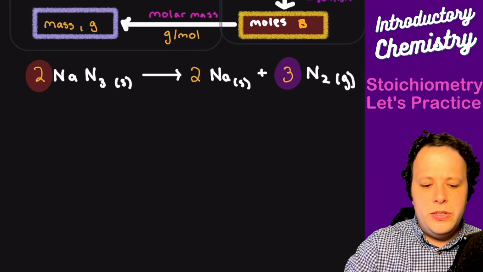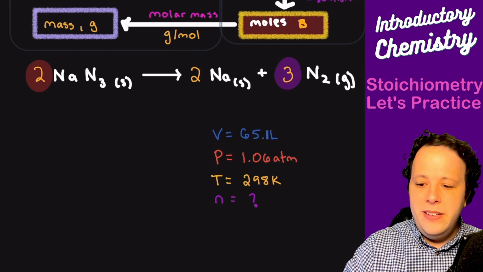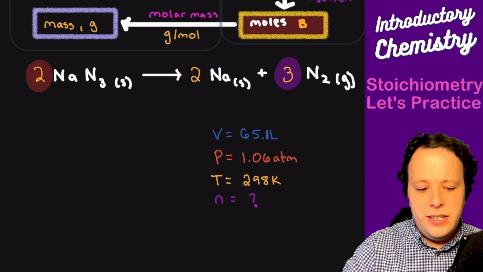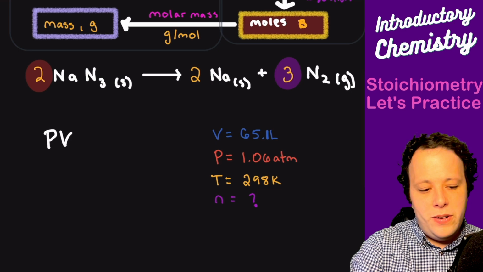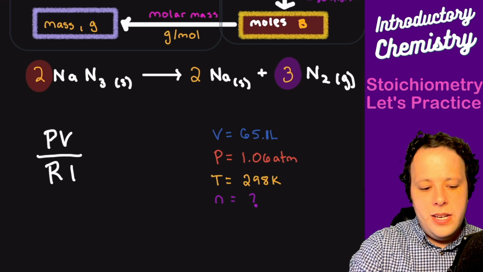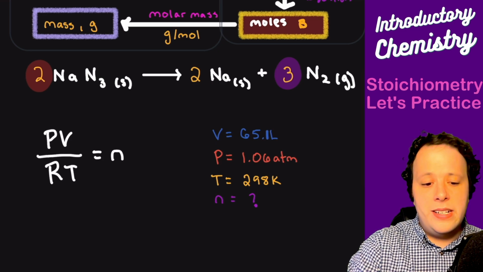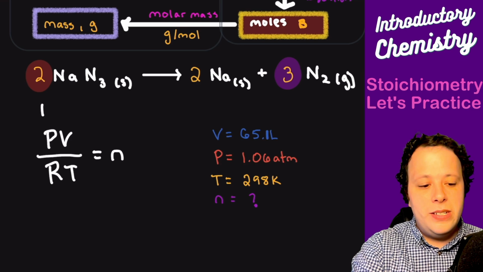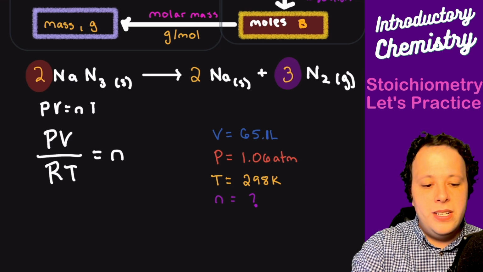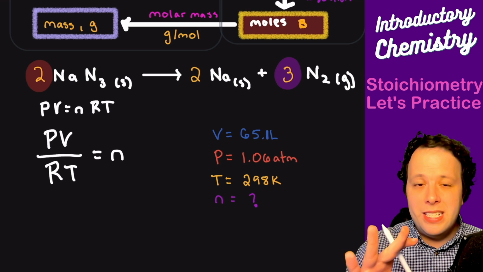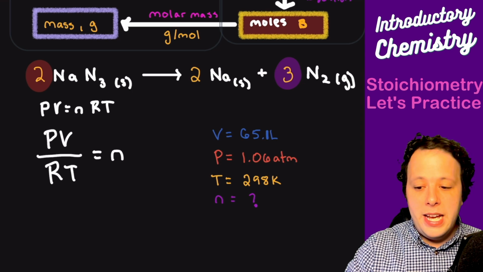So what we will do is we will take our PV, which is on the left-hand side, and then we'll divide that by RT, and then make that equal to n. Because remember, it's originally PV is equal to nRT. So we're just moving pieces around. Now we're going to plug everything in.